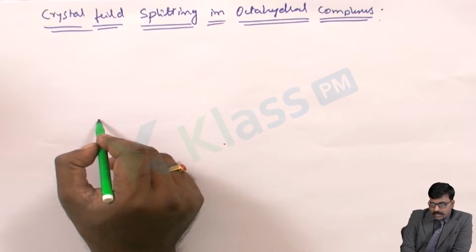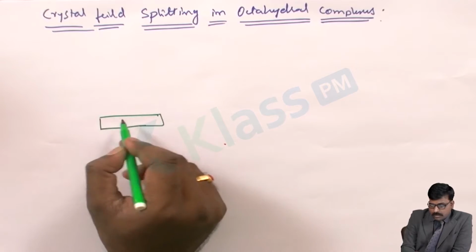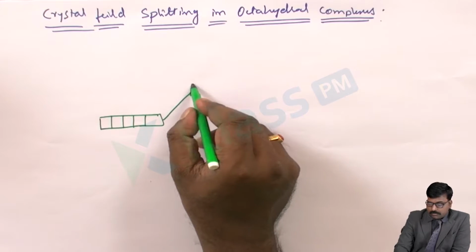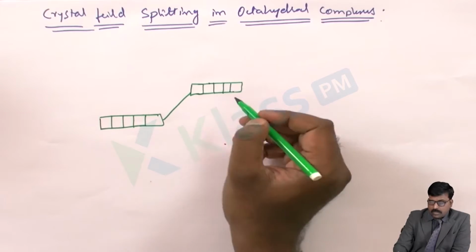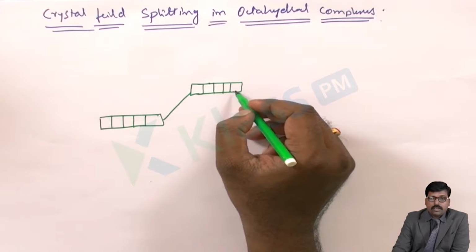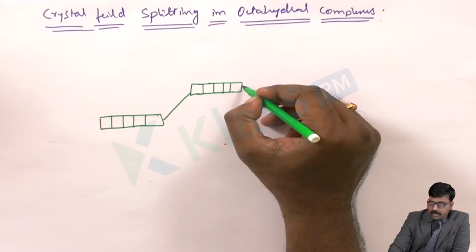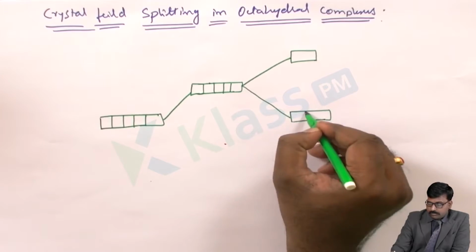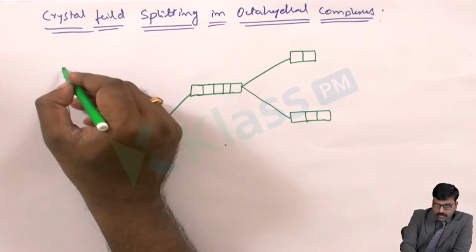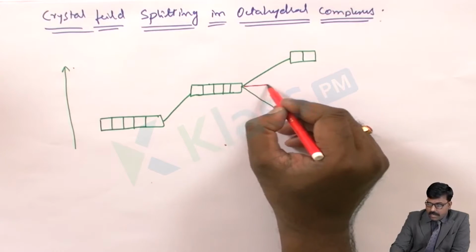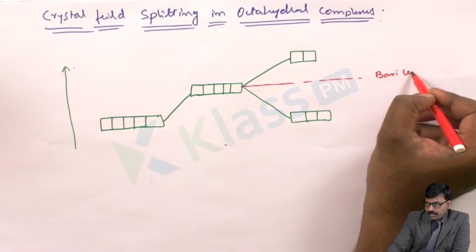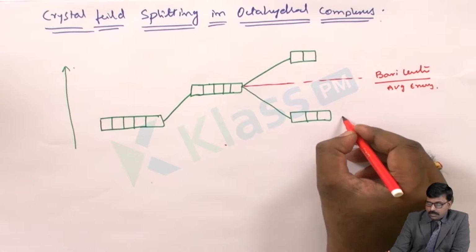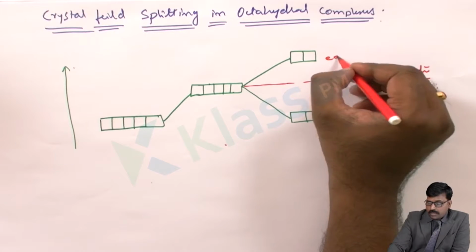So here consider the d orbitals in the free state. Then the energy is increased to the average energy of d orbitals in a spherical field. Then the splitting will be done in this way. This is the increasing energy, and this is the barycenter or average energy. So this is the t2g group and this is the eg group.